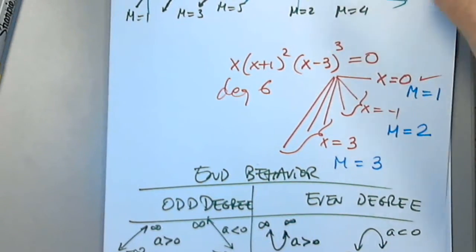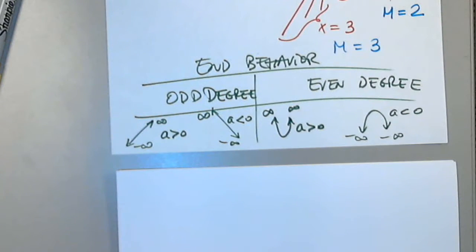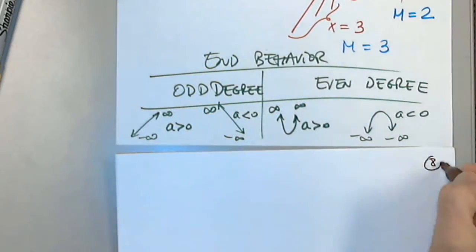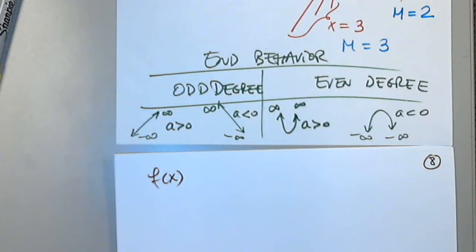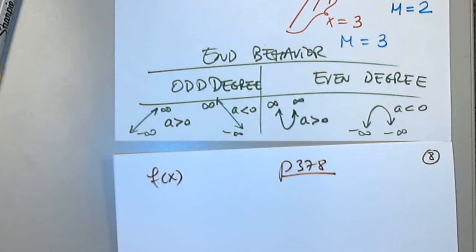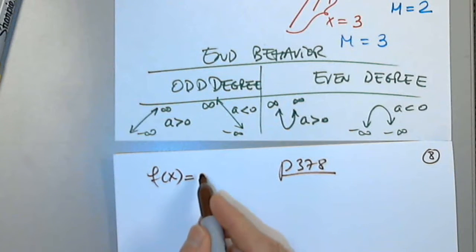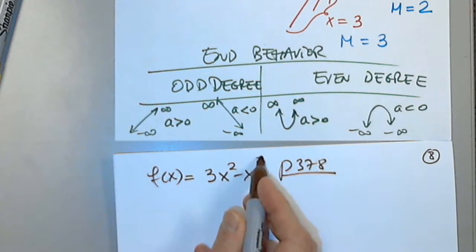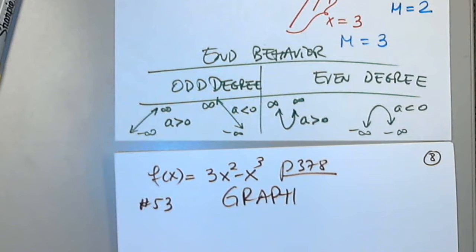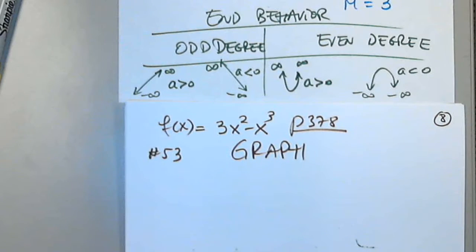Yes, the first example will take a while because I need to talk a lot. But then the next and the next will take less and less. Good, so let's start. These are on page 378. And I would like to start with 53. f of x equals 3x squared minus x cubed, and this is problem 53, and we are asked to graph. Bear with me, we'll have plenty of examples. If it doesn't click the first time, still ask, still stop me, please.